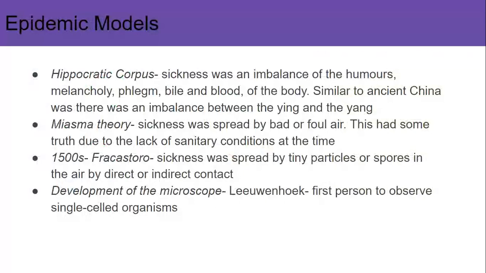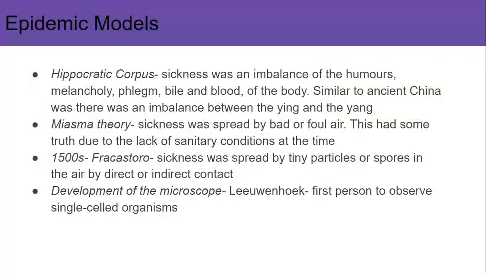So, in terms of the different theories that happened over time, the first was the Hippocratic corpus. And this was the idea that sickness was an imbalance of the humours, melancholy, phlegm, bile, and blood of the body. And it was similar to the ancient Chinese, where there was an imbalance between the yin and the yang. So, that was the first idea. The next came the miasma theory. And this was the idea that sickness was spread by bad or foul air. And this, in fact, did have some truth due to the lack of sanitary conditions at the time.